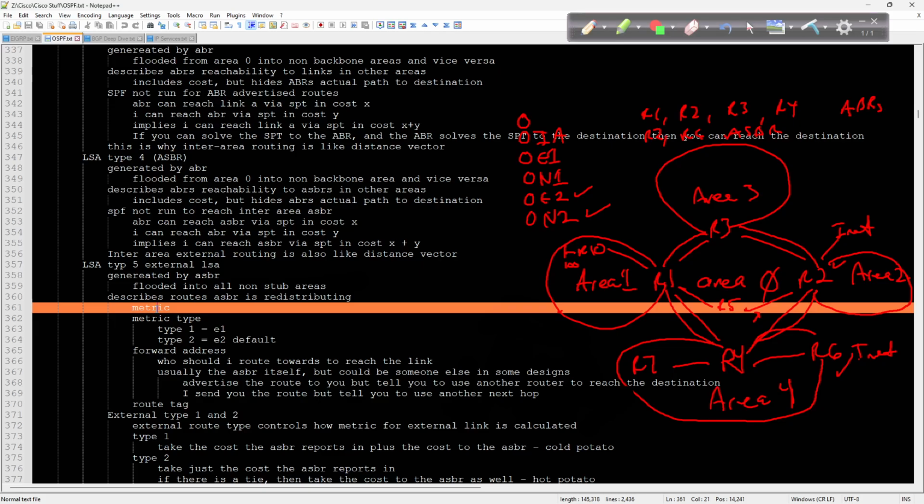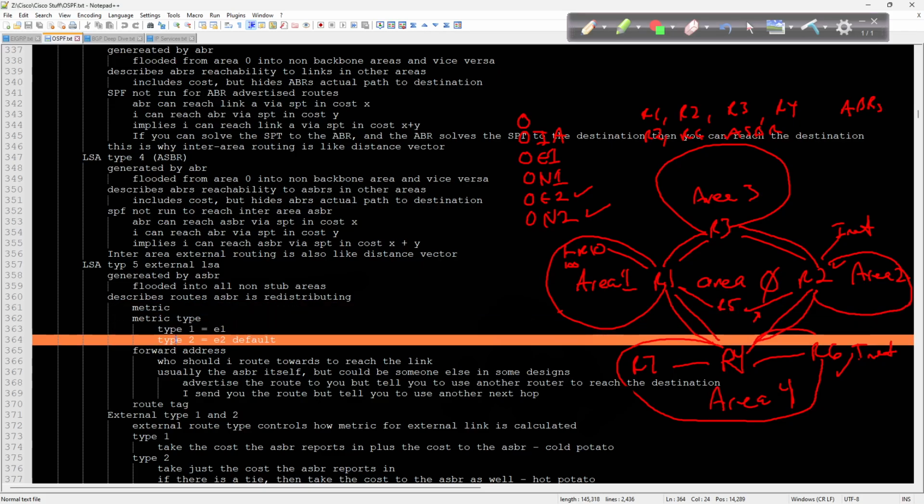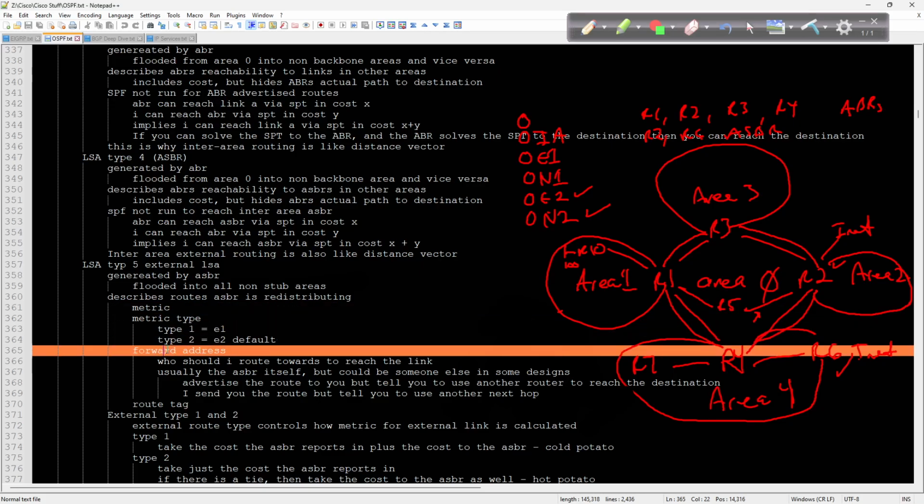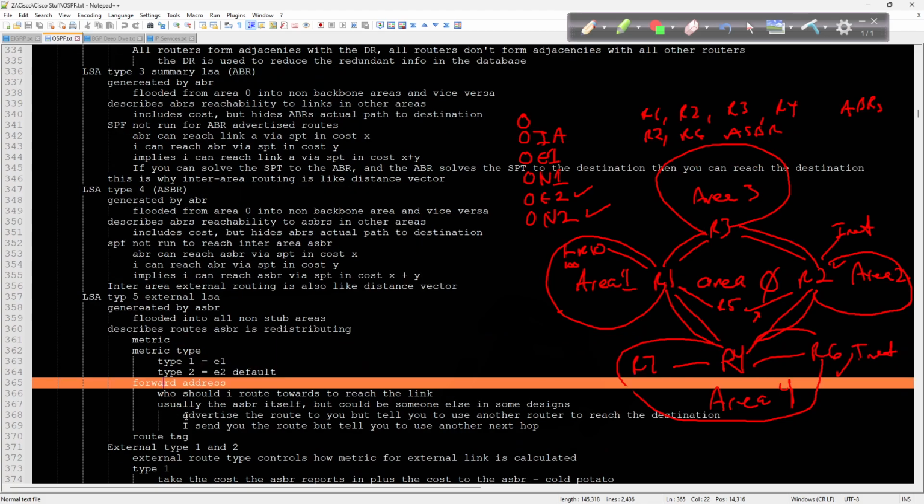So we have a couple of different metric types. We have E1 and we have E2. Then we have the forward address. What is the forward address? The forward address is who I should route towards to reach the link. Usually the ASBR itself, but it could be someone else in some designs. Advertise the route that you will tell.